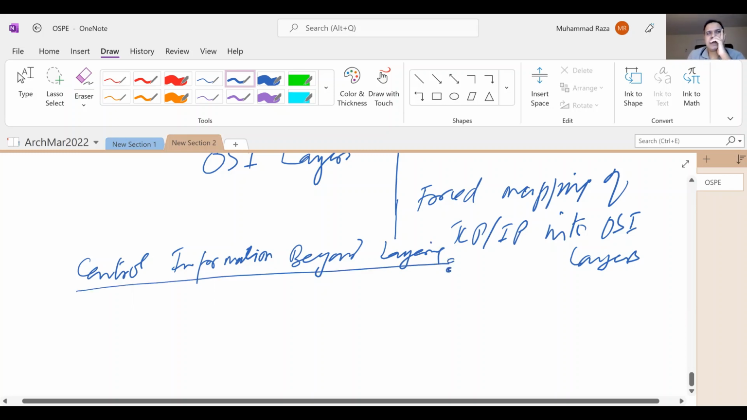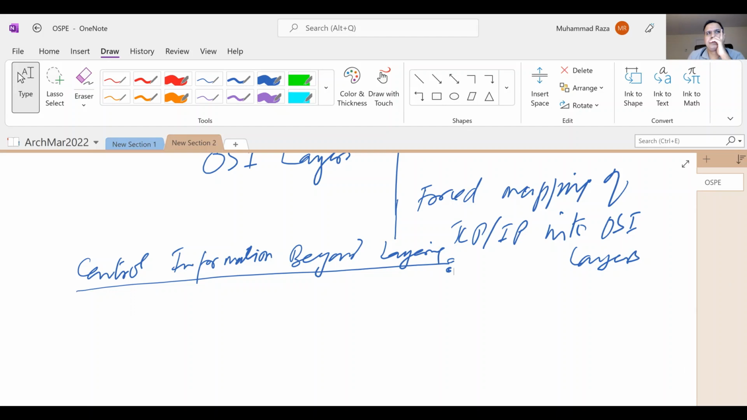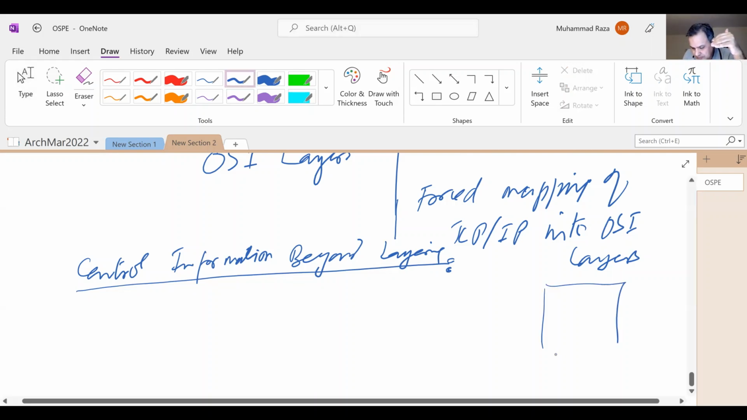Control information beyond layering. So we see in layers, we make decisions, right? So I draw a couple of layers for you. For example, on L3, I already explained to you how the decision is made. Similarly, on L2, based on MAC, we make decisions.